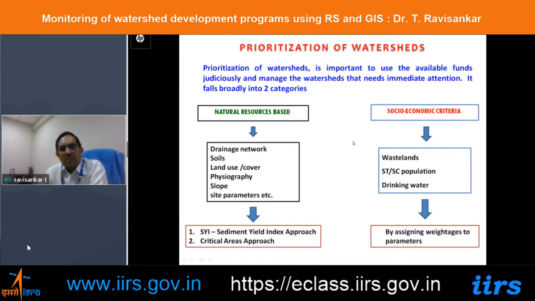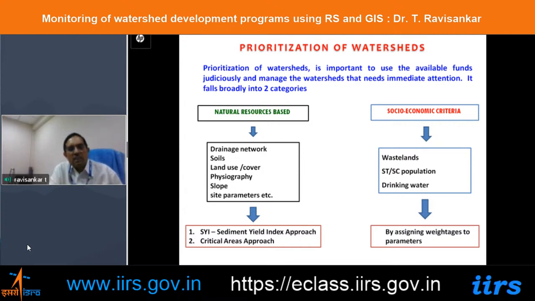Prioritization of watersheds is a key component in the entire program, because to treat a hectare of a watershed, there are policy guidelines from the Government of India that about 12,500 rupees is given per hectare in plain areas, and in hilly terrains that cost is up to 15,000 per hectare. That is why, even if you identify the areas in a micro watershed, you cannot treat 100%.